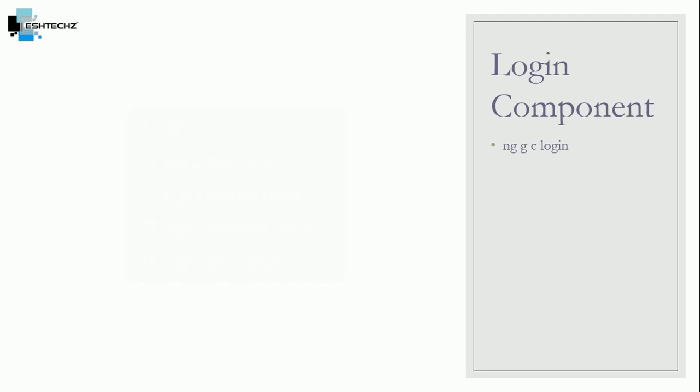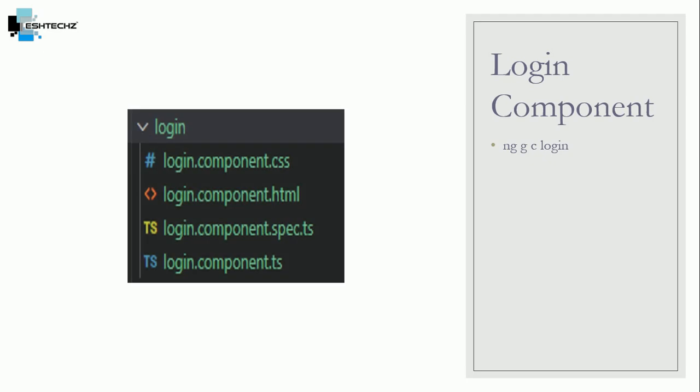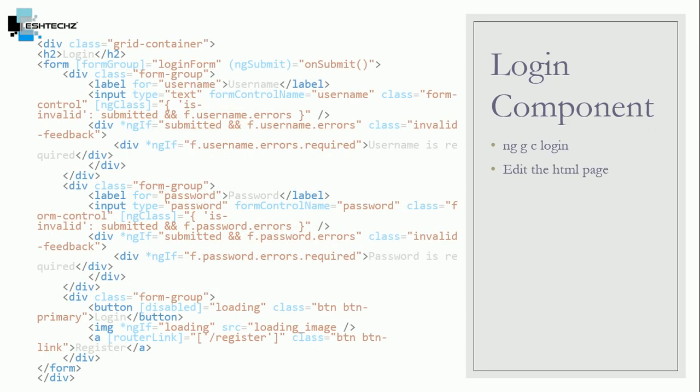Next, we'll get these four files and we'll be adding code one by one, starting with HTML. Now in login component's HTML, we will be having an Angular form from where we'll get username and password, and also we'll be adding validations so that we don't end up with bad data.